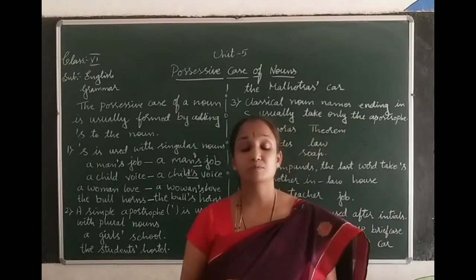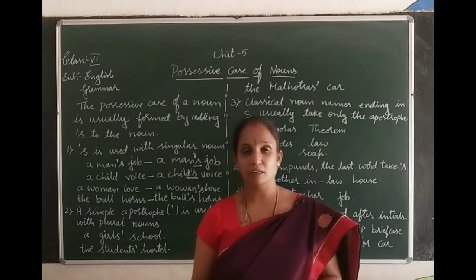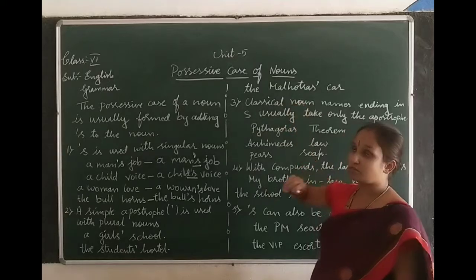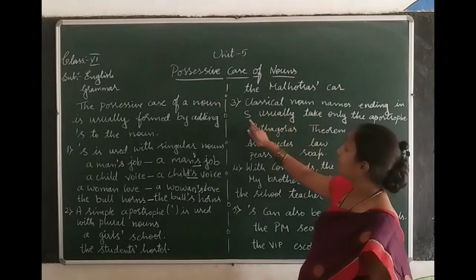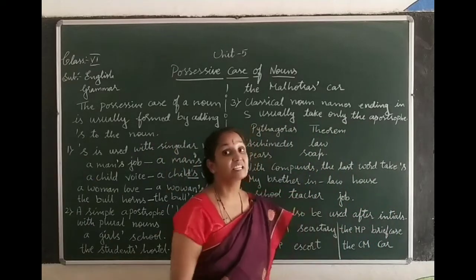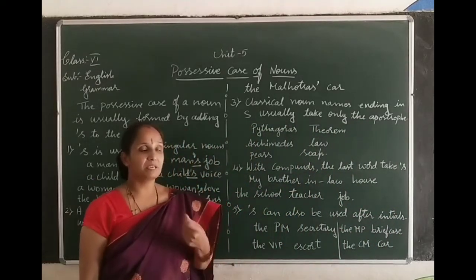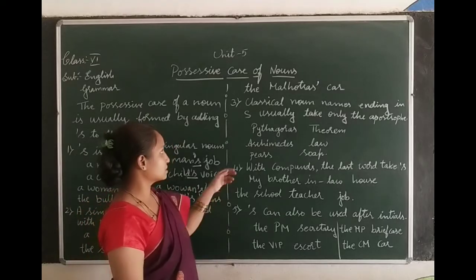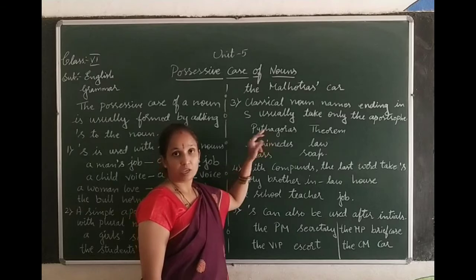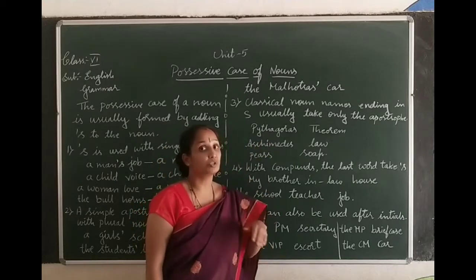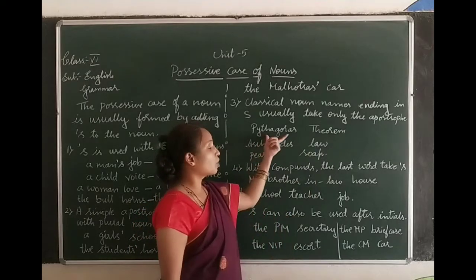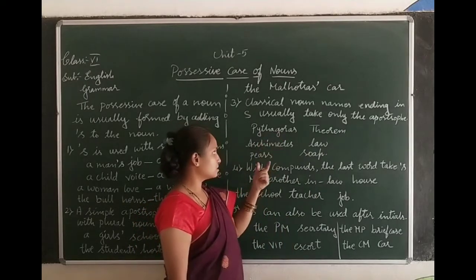Now move on to another important point: classical nouns. Names ending in s usually take only the apostrophe. There are some specific nouns like this. Here you can observe on the board: Pythagoras, which is one of the theorems you will read in later classes. Pythagoras, Archimedes, Pierce.